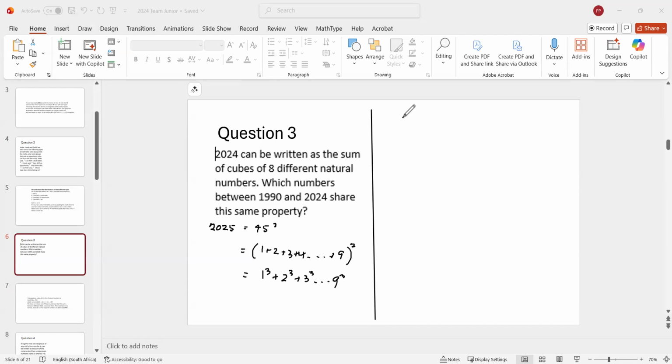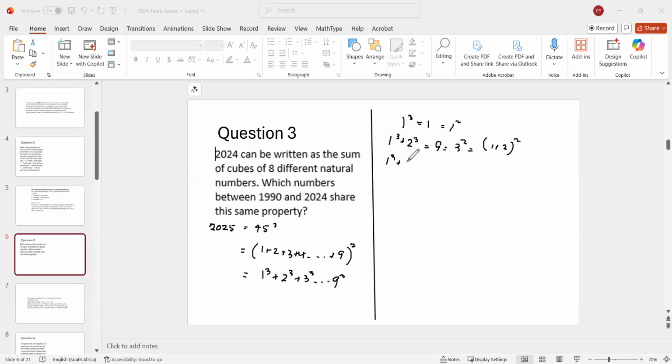You can say 1 cubed is 1, which is 1 squared. All right, let's try 1 cubed plus 2 cubed. 2 cubed is 8, 8 plus 1 is 9, 9 is 3 squared, and 3 is 1 plus 2. See, 1 plus 2 all squared is 1 cubed plus 2 cubed.